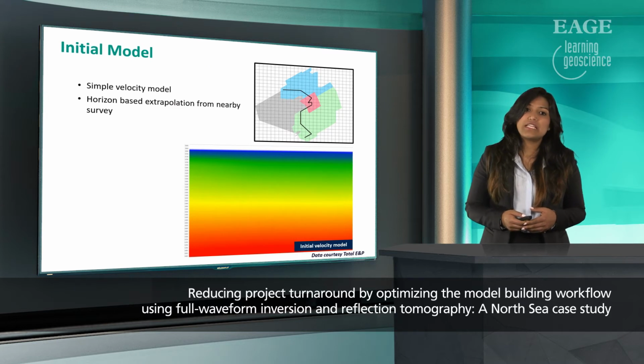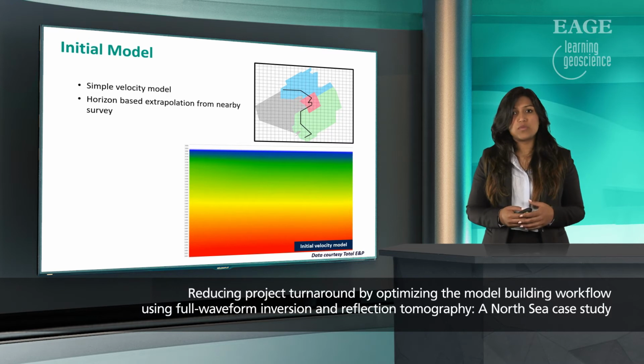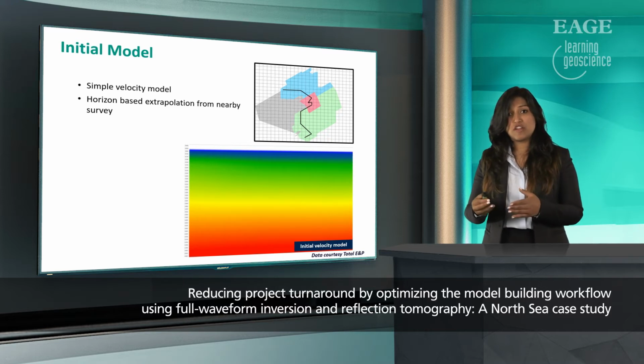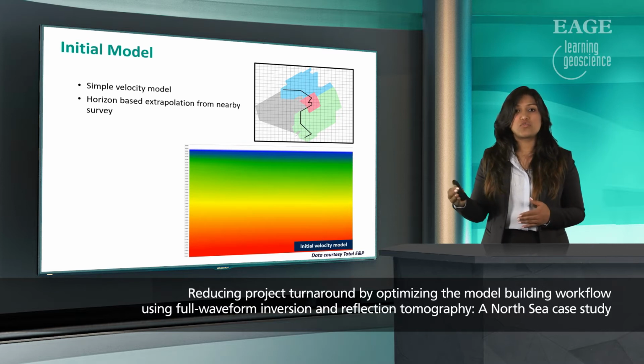For this case study, as we didn't have a good model to start with or even the time velocities available when we started this project, we thought of taking advantage of adjusted full waveform inversion. So we started with a very simple model that was derived by extrapolating velocities from the nearby surveys. And as you can see, the model is quite simple and smooth.